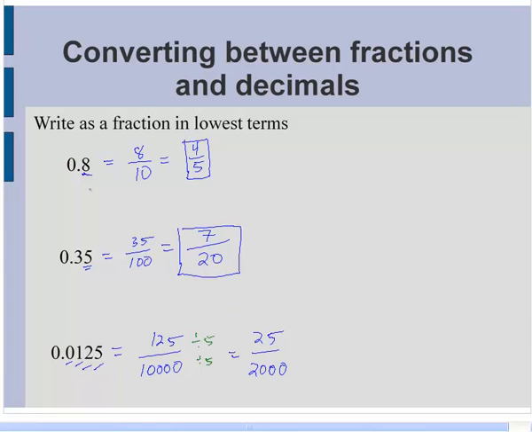Well, I can still divide out a 5 here, right? The numerator is divisible by 5, and the denominator ends in a 0, so it's divisible by 5. 25 divided by 5 is 5, and 2,000 divided by 5 is 400. And again, I can divide out a 5. Five divided by 5 is 1, and 400 divided by 5 is 80, so 1/80. You would get the same thing if you broke each of those numbers down to prime factors and removed all the prime factors that were in common.